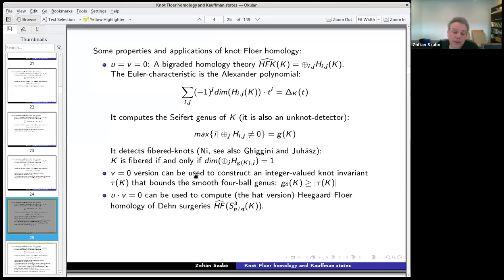And I mentioned that there are more complicated versions of knot Floer homology. By the way, if you have any questions, you can ask me now.